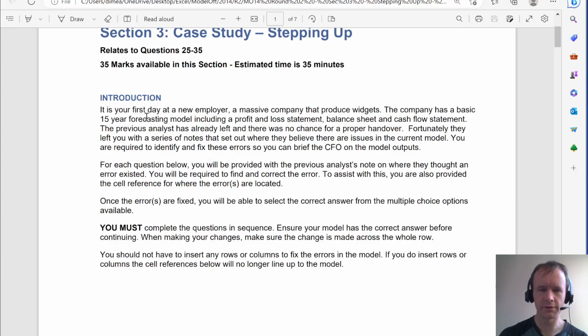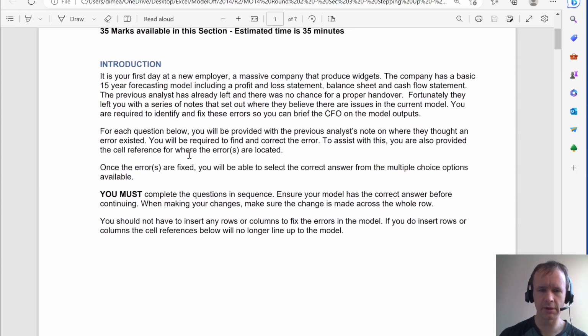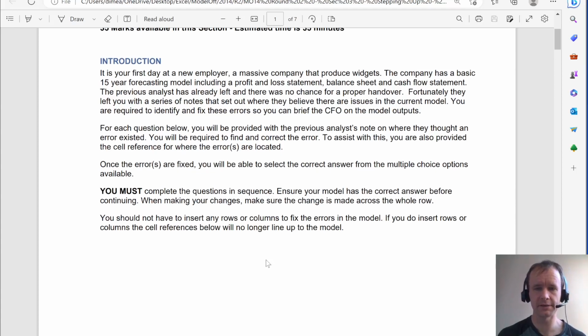So just a bit of general background. Someone built a model. They made some notes on where it's gone wrong. This is important. You have to complete the questions in sequence. So in other words, if you fix the first few things and answer the question, and then fix some more things later, it might change the answer to one of the questions you've already answered. So you just have to answer it as you go along. Don't insert any rows or columns to fix errors in the model. If you do insert rows or columns, the cell references will no longer line up to the model. Fine, makes sense.